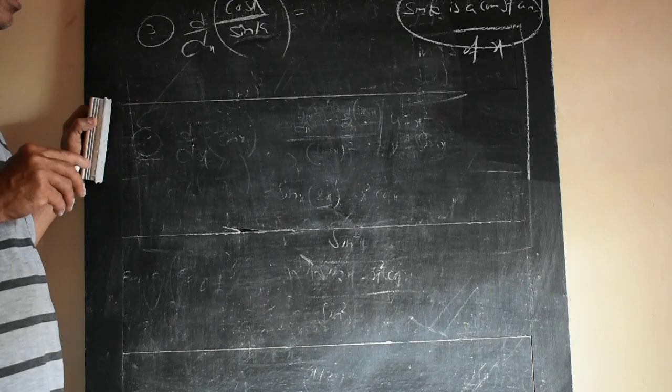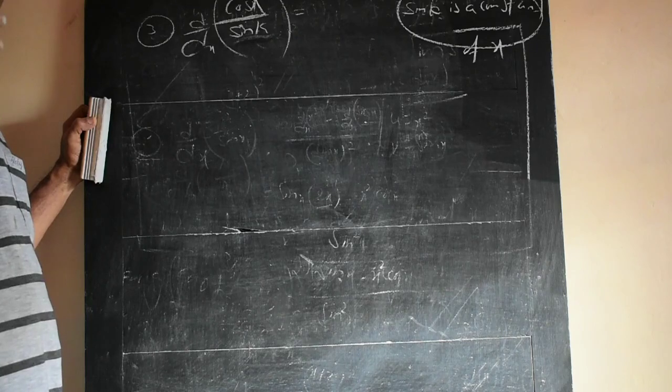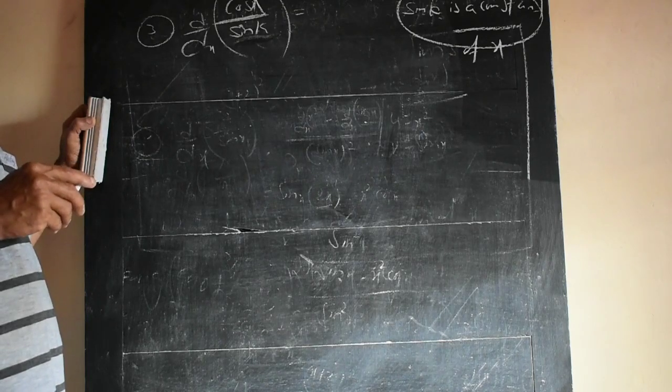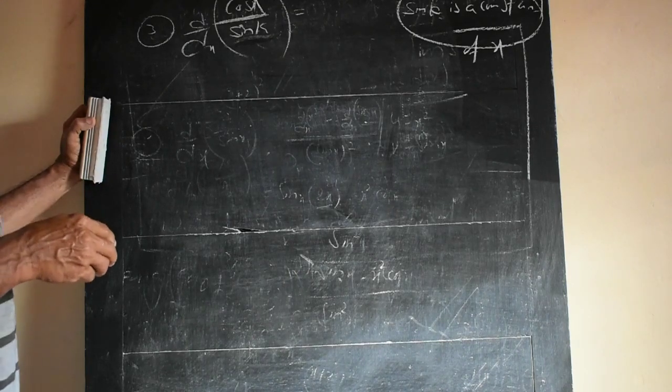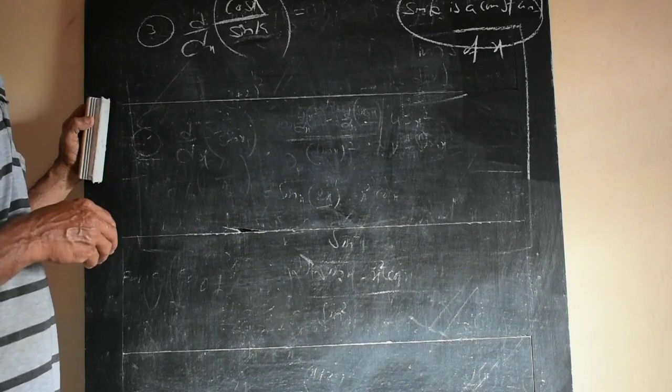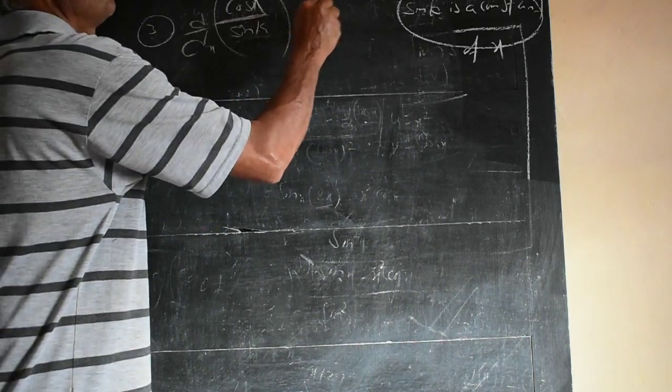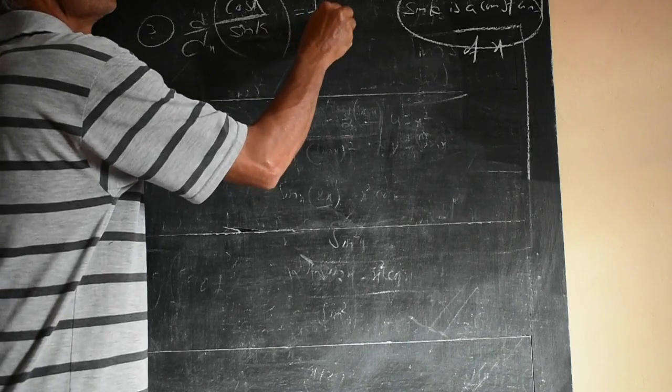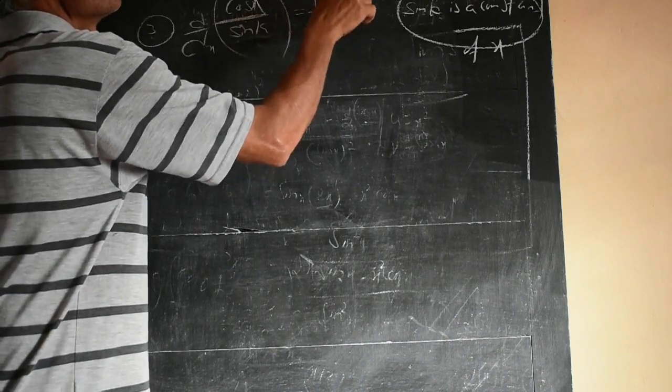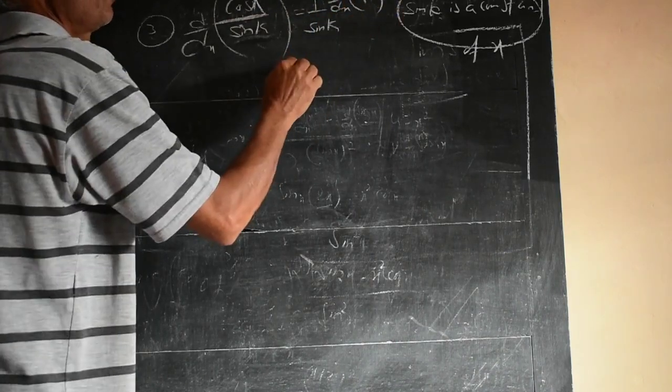What is the constant here? For cos x, which one is multiplied? 1 by sin k is multiplied. The constant is not simply k here, it is 1 upon sin k. Therefore, 1 upon sin k into d by dx of cos x. What is the differentiation of cos x?